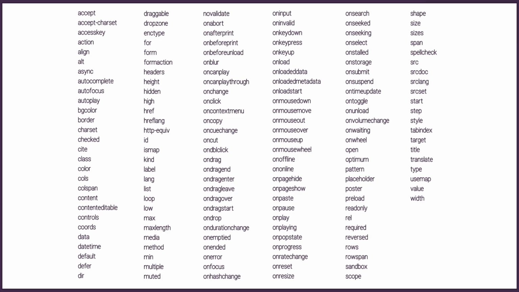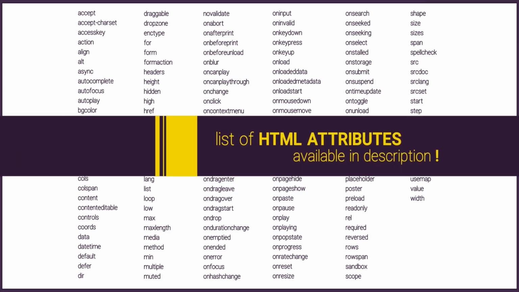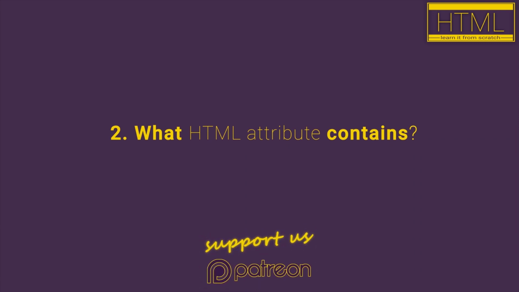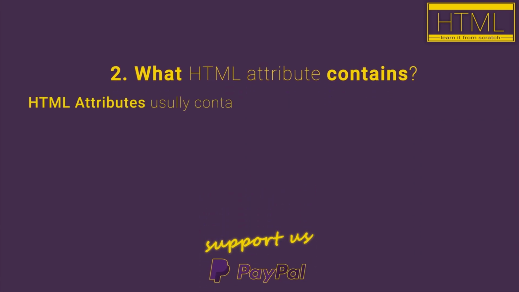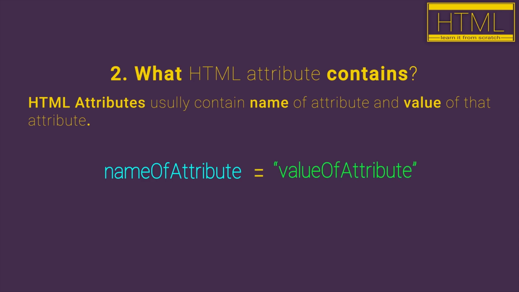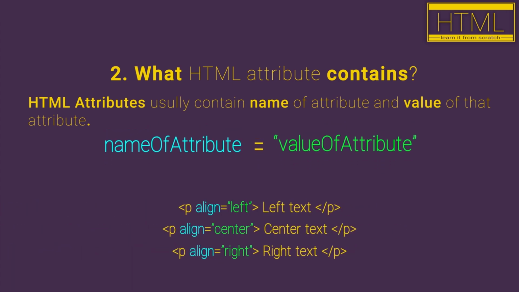Of course, besides align, there is a whole list of HTML attributes. What does an HTML attribute contain? HTML attributes usually contain 2 parts: nameOfAttribute and valueOfAttribute. For our previous example, nameOfAttribute is align and valuesOfAttribute are left, right, and center.